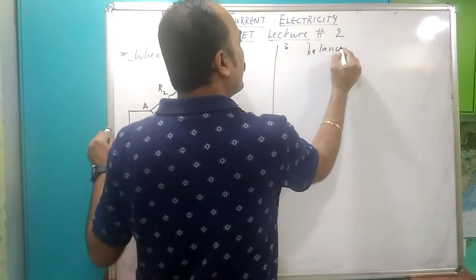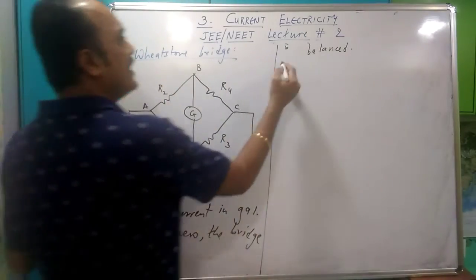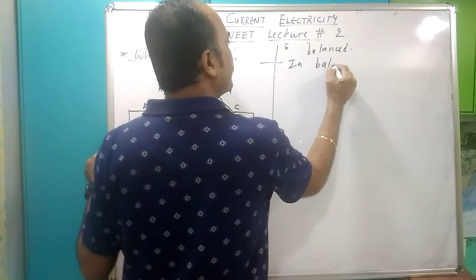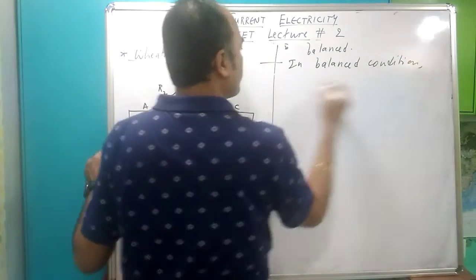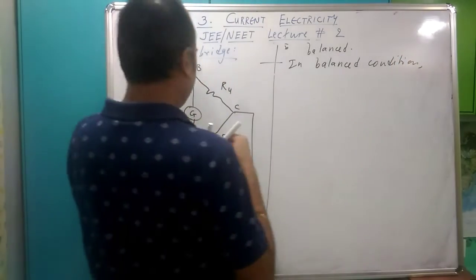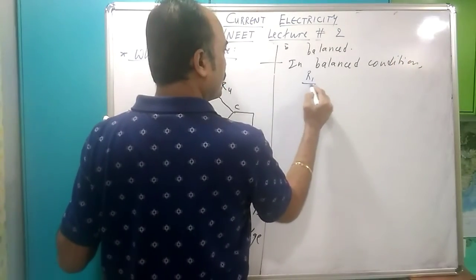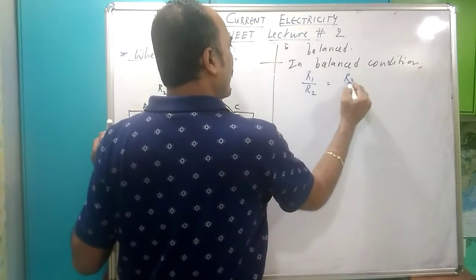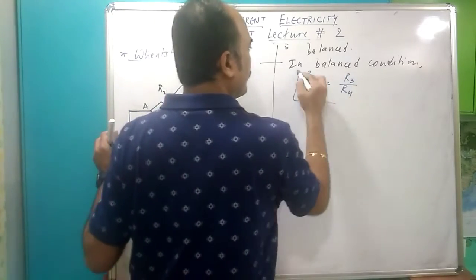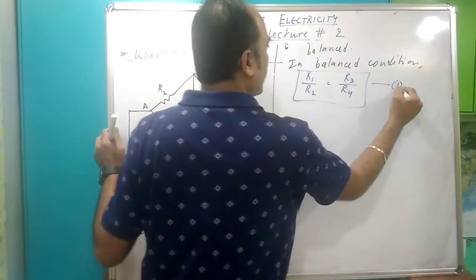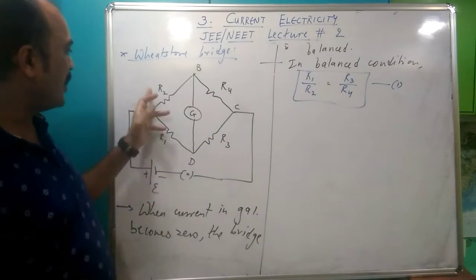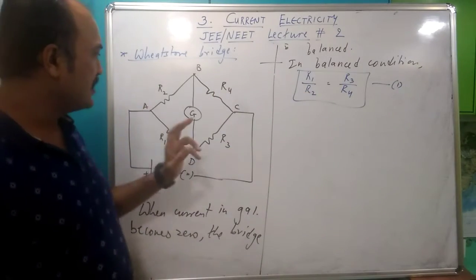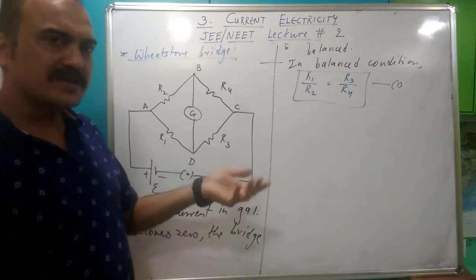And then we apply Kirchhoff voltage law, and finally we get, in the balanced condition, R1 by R2 is equal to R3 by R4. So now the converse is also true. So R1 by R2 is equal to R3 by R4. This by this is this by this. The converse is also true.